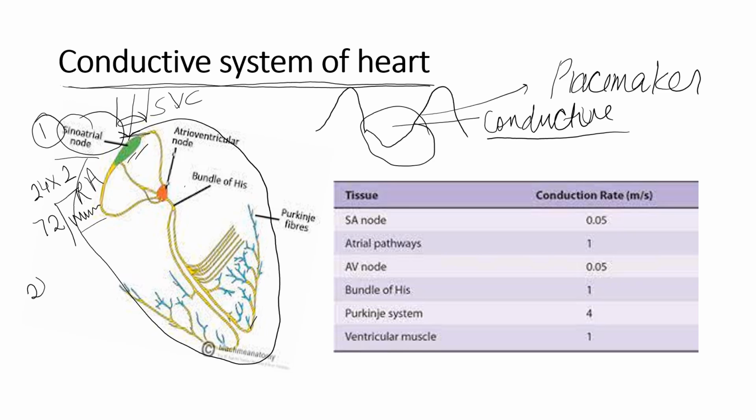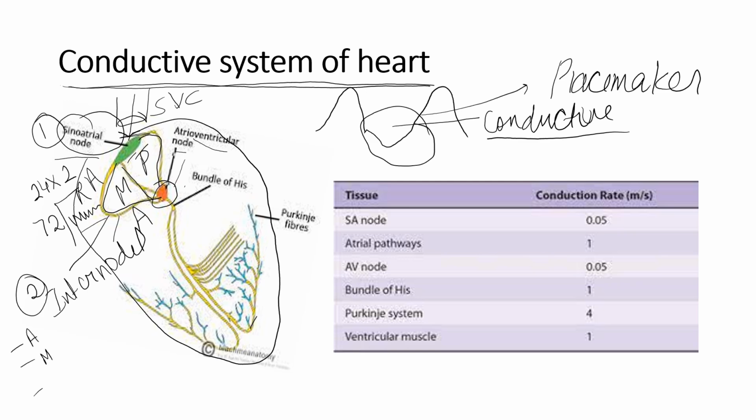Okay, then the second point is your internodal pathways. As you can see, there are some pathways via which this action potential is transmitted to another tissue, which is your AV node, the atrioventricular node. These are called internodal pathways since they are situated between two nodes. As you can see, one is the anterior pathway, one is the middle, and one is the posterior. So you have to tell that these are three types of pathway: anterior, middle, and posterior.